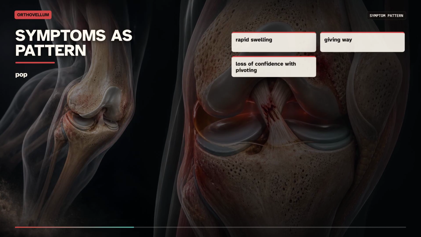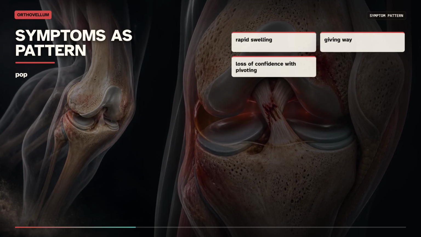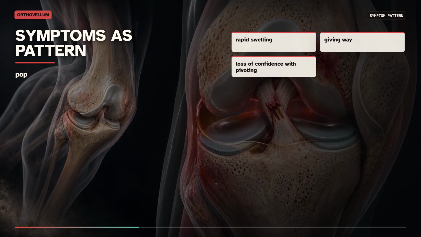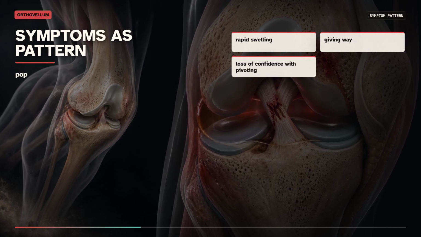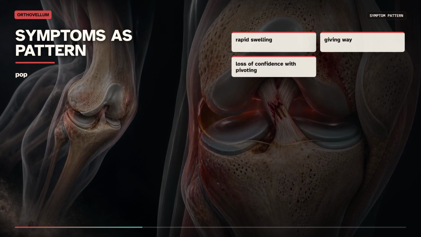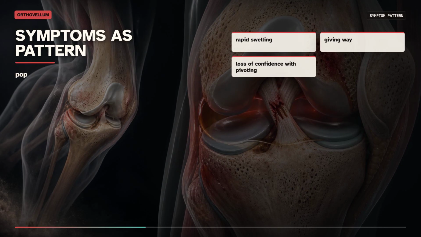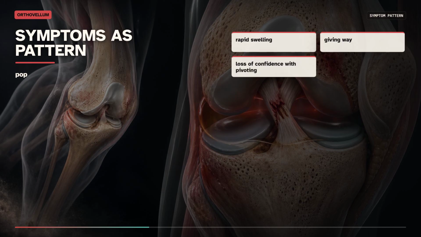Listen for timing, load, swelling, night pain, mechanical symptoms, and whether the person is losing trust in the limb. Also listen for what the problem has taken away: sleep, walking, work, sport, independence, or confidence. The best history is not a questionnaire. It is a map of what loads reproduce the problem, what settles it, and what function is disappearing.